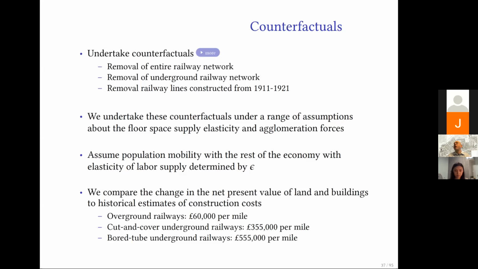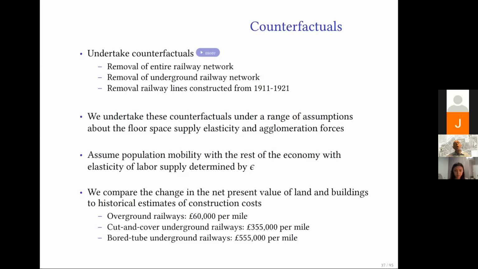These counterfactual questions are very different from the exercise we went through earlier. Why? Because in the earlier exercise, I was removing the railway network, conditioning on the value of land and buildings and conditioning on population. That was a real strength of the earlier approach because it enabled us to isolate the effect of changes in commuting costs while controlling for changes in productivity and amenities. But now I want to ask a counterfactual question.